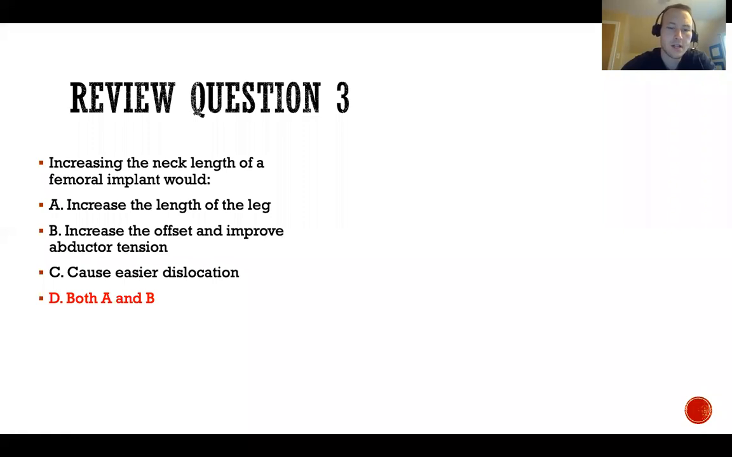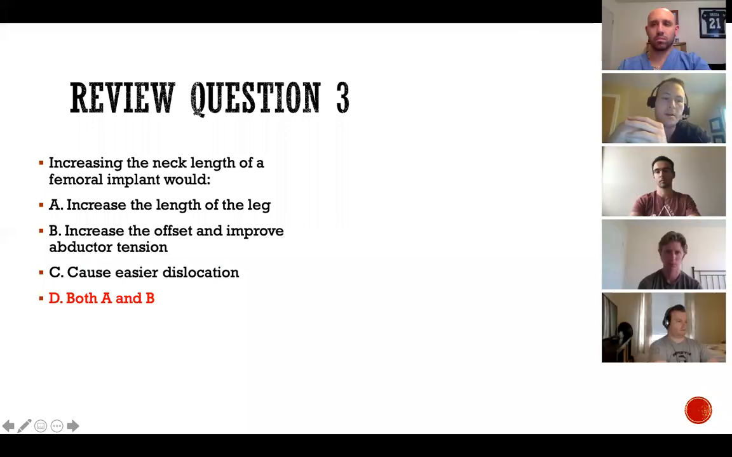C is incorrect because by increasing the length of the neck, you are both increasing the length of the leg and increasing the tension across soft tissues, as well as increasing the offset, meaning the distance from the ilium or the lateral border of the pelvis to the trochanter, so that the abductor muscles are also tensioned, which only sucks it in tighter into the cup, which would actually make it harder to dislocate.